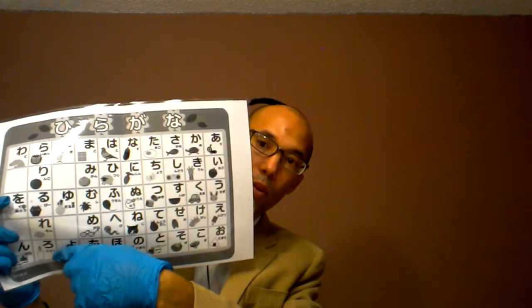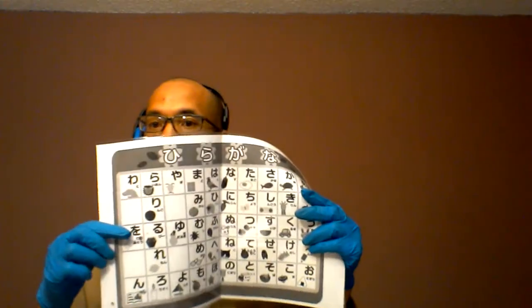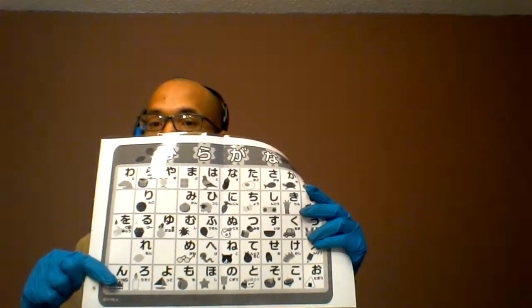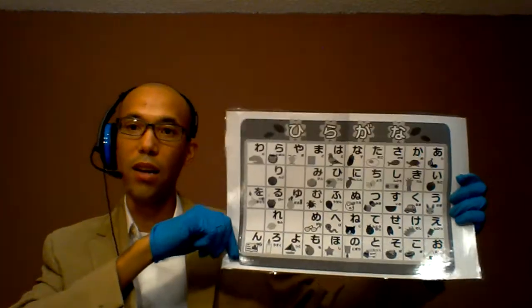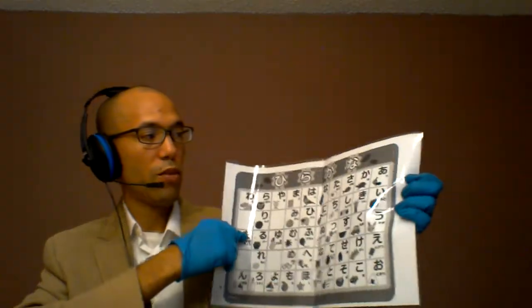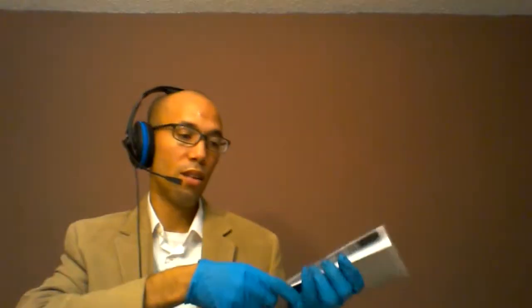Ya, yu, yo. Ra, ri, ru, re, ro. Wa, o, n. And those are your sounds in hiragana. So taking that first row, a, i, u, e, o are vowel sounds. Let's talk about some mnemonics with them.